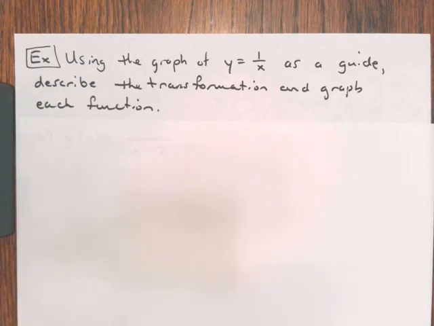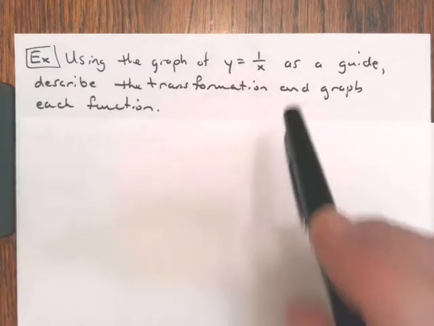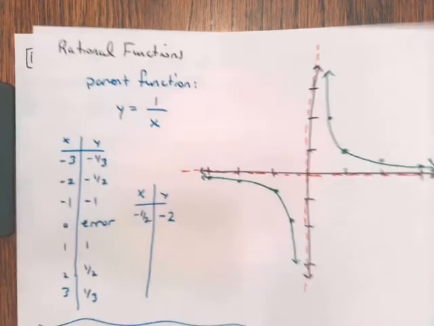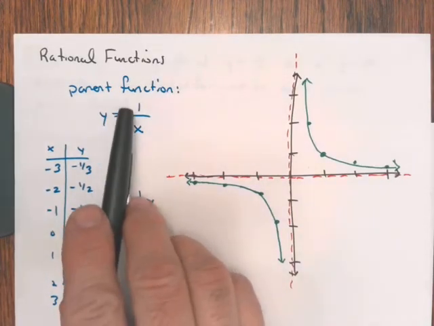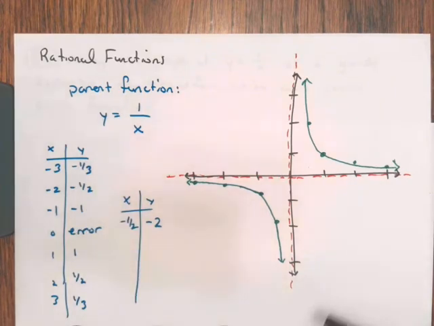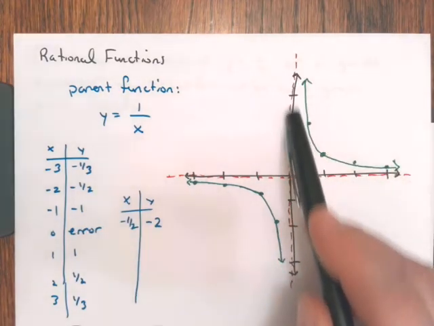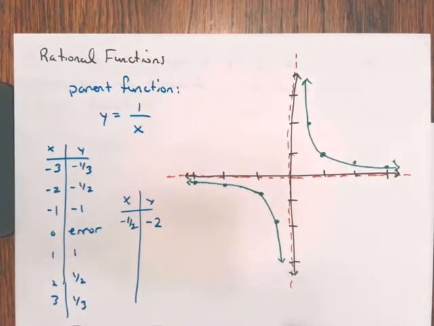We're going to use y equals 1 over x as a guide to describe the transformation and graph each function. For y equals 1 over x, we need to know what that graph looks like. It is the parent function of all of our rational functions. There is a horizontal and vertical asymptote that cross at (0, 0).